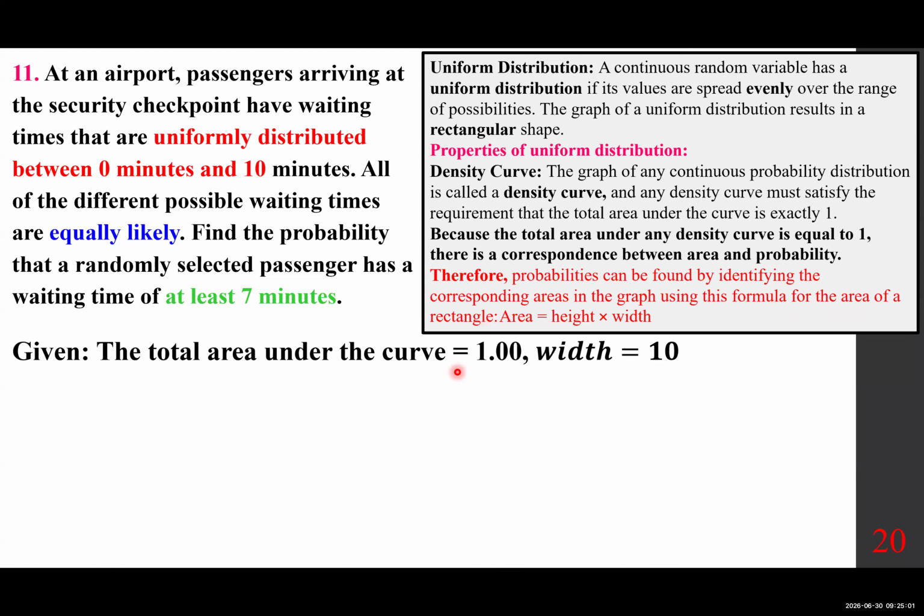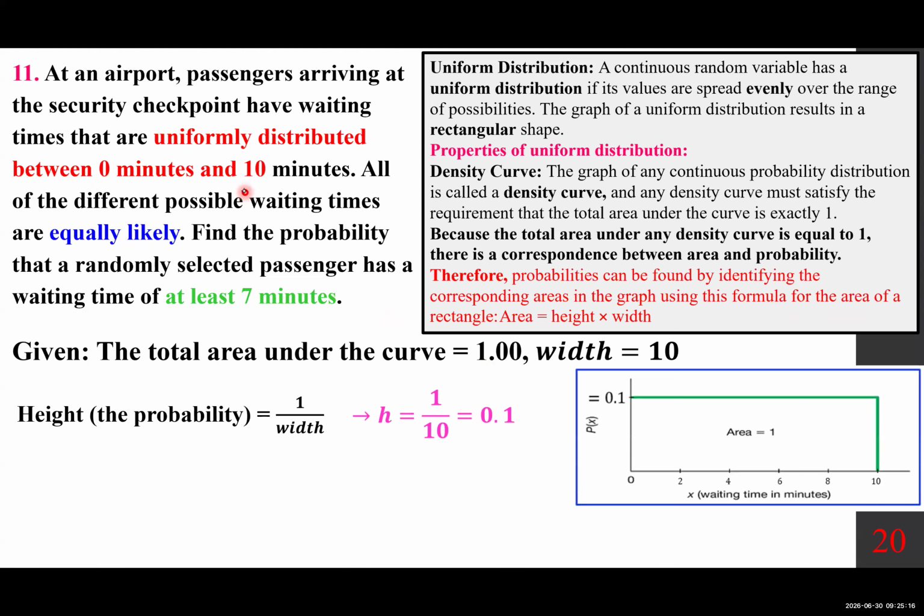So the total area is 1 and the width is 10 because we're going to go from 0 to 10 minutes, and the height therefore must be 1 over 10. So along the number line from 0 to 10, the height must be 0.1. As you can see, the product of these two, the area, is 1.